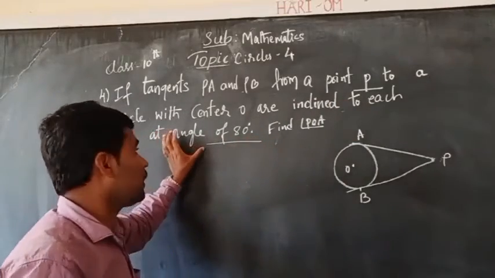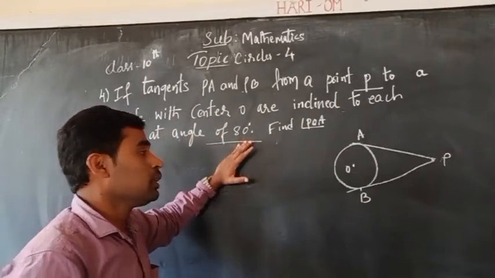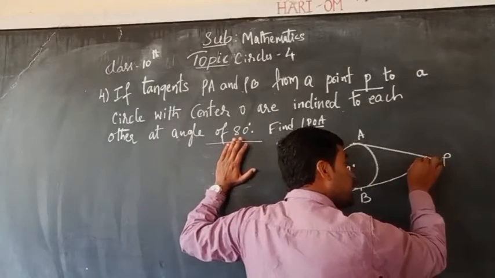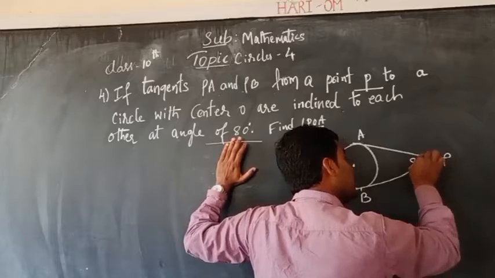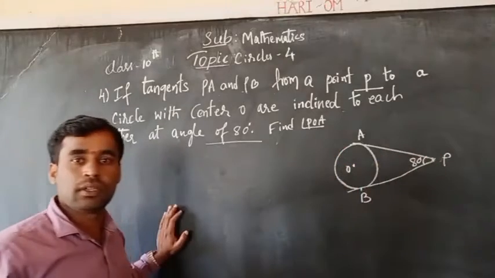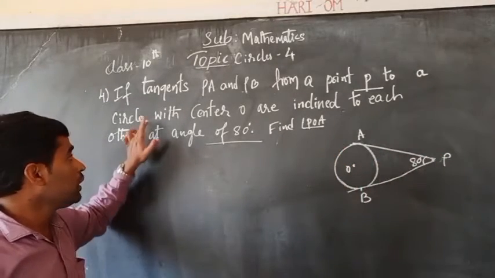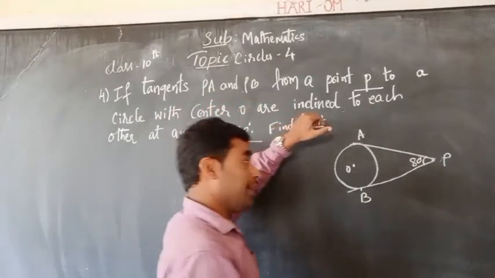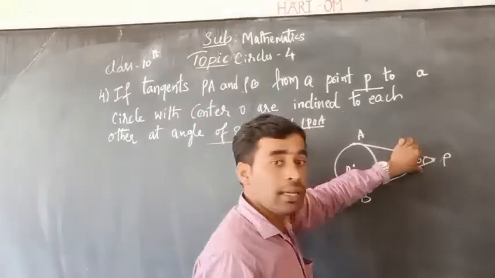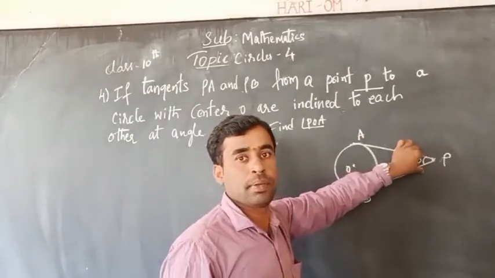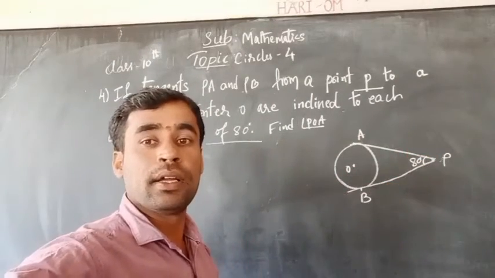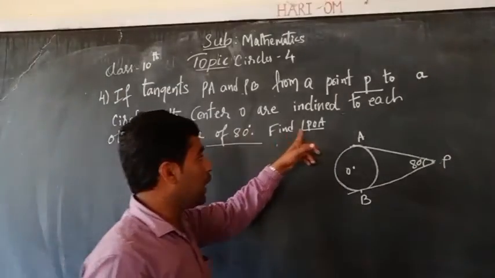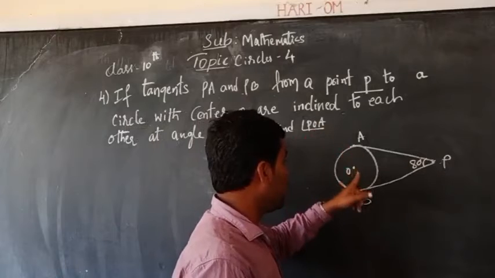Inclined to each other at an angle of 80 degrees means what? The two tangents meet at P, and then it forms an angle of 80 degrees. Is it clear? So the tangents PA and PB are inclined and make an angle of 80 degrees. Now we need to find angle POA.